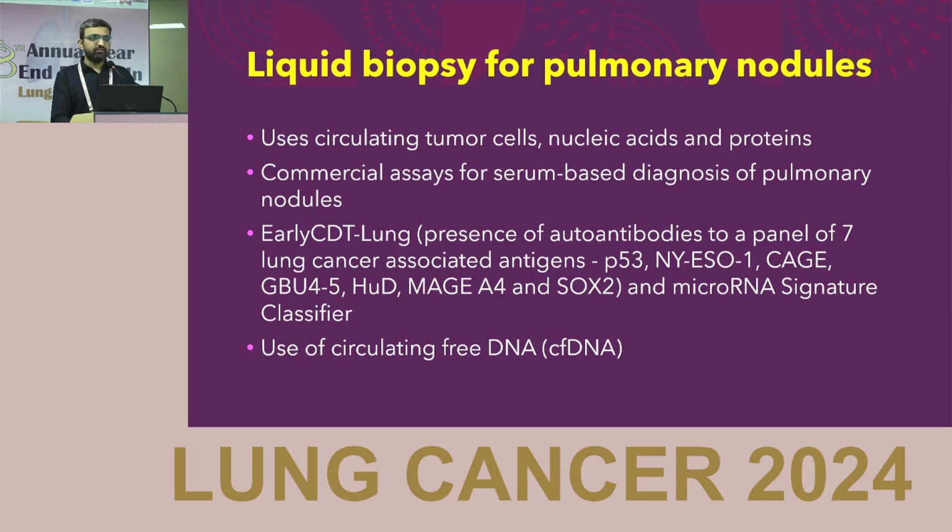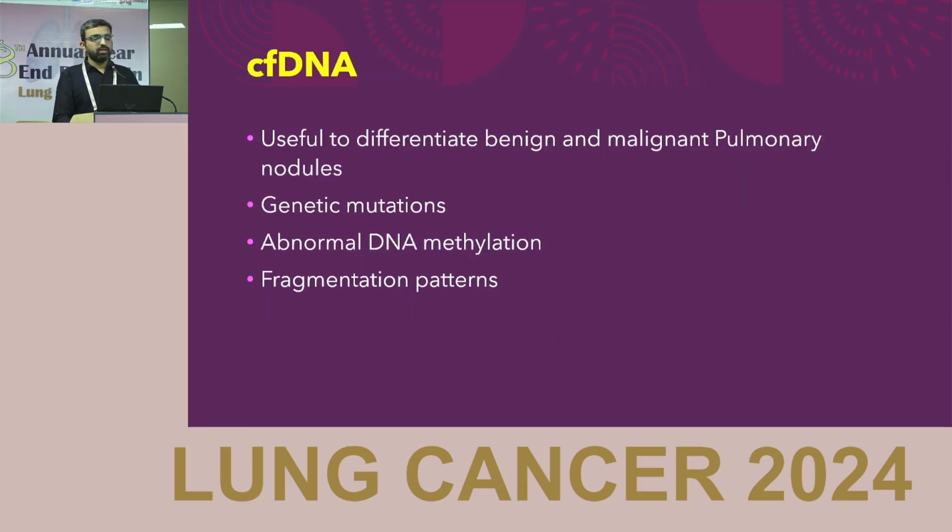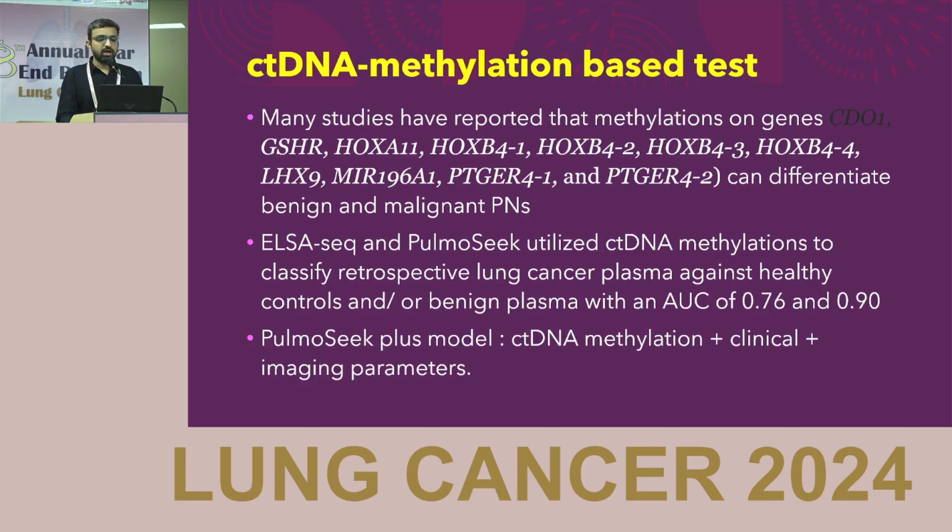Now we are moving towards cfDNA and ctDNA approaches. We already know that cfDNA can be used to identify genetic mutations, abnormal DNA methylation, and also fragmentation patterns. If you look at ctDNA based methylation tests, many studies have reported that the methylation on certain genes can differentiate benign versus malignant pulmonary nodules. There have been papers which proposed tests like ELSA-seq and PulmoSeek, which have utilized methylation on these genes to classify whether a pulmonary nodule is benign or malignant.